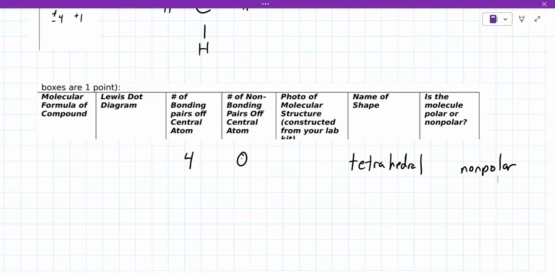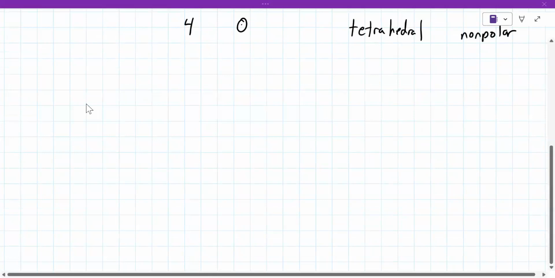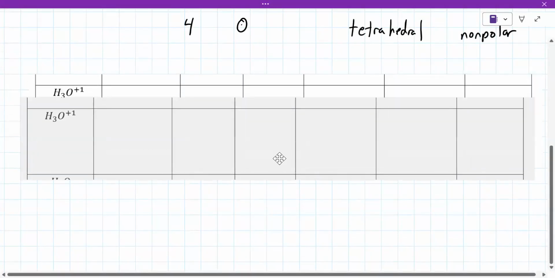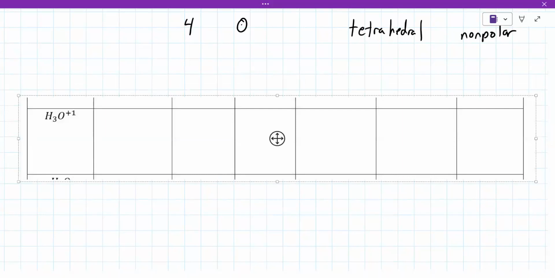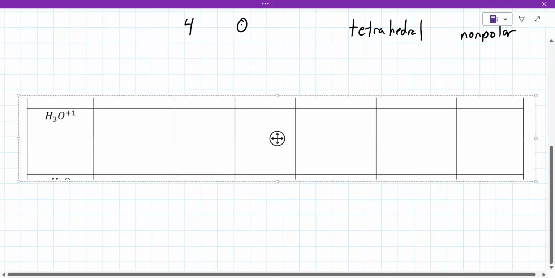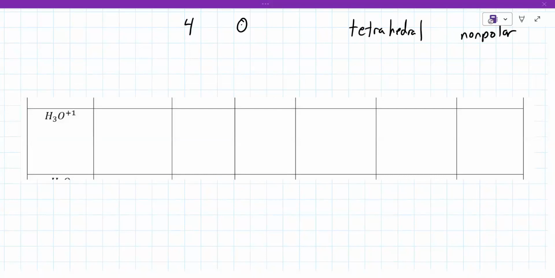Let's just keep going and see if we can get one that makes a little more sense. All right, so the next one here is H3O+. So you've got O in the middle again. Okay, so this one's awkward. You've got the O, you've got an H, and you have the other H's here.